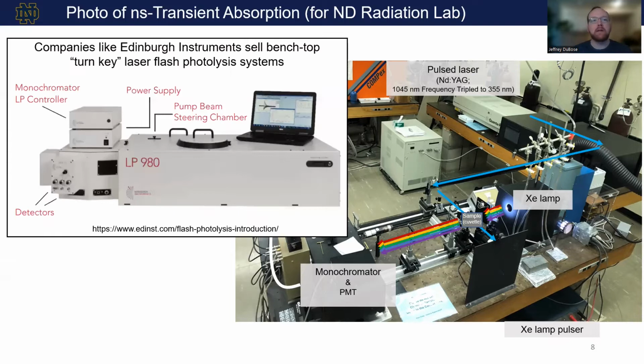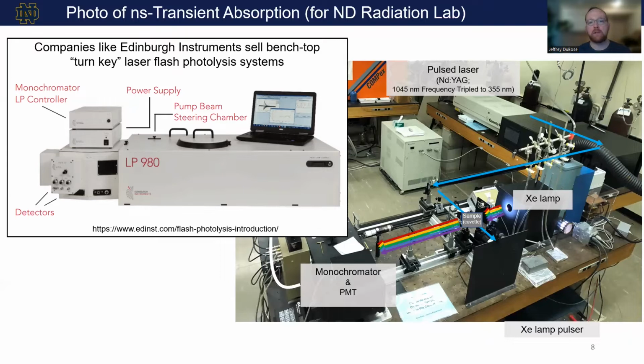So Edinburgh Instruments actually sells a benchtop, turnkey laser flash photolysis spectrometer system. This is the Edinburgh LP980 system. Again, you can commercially buy this and then couple it to a laser, and that way it lowers the barrier, if you will, to actually doing these transient absorption measurements. It used to be in the past that most things were home built, but nowadays there are a lot of commercial solutions that allow different laboratories to do these interesting measurements.